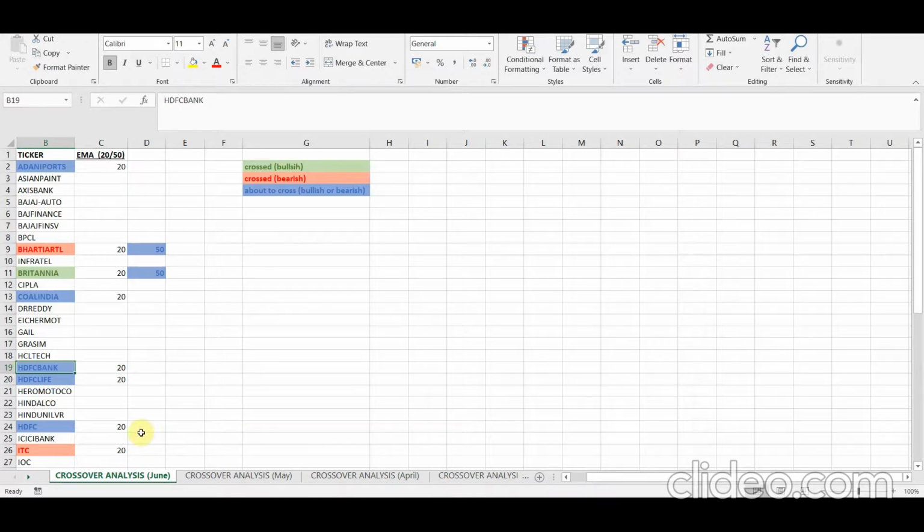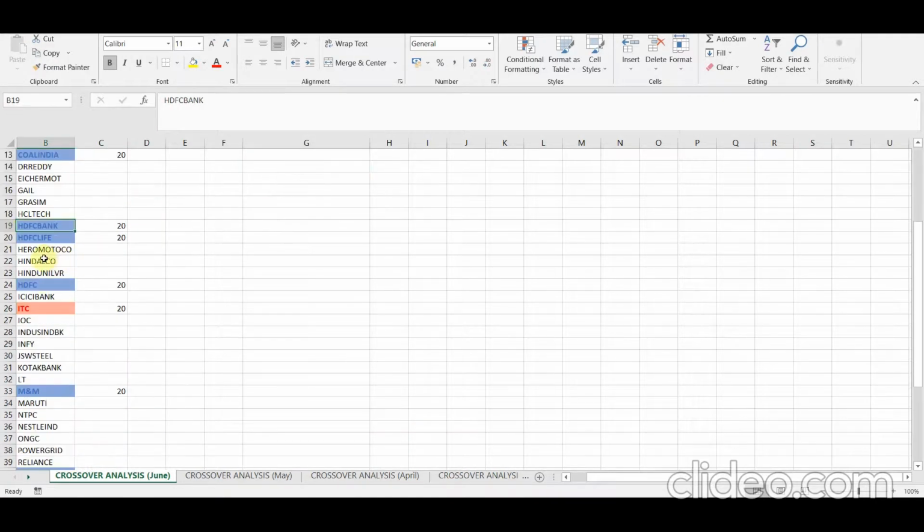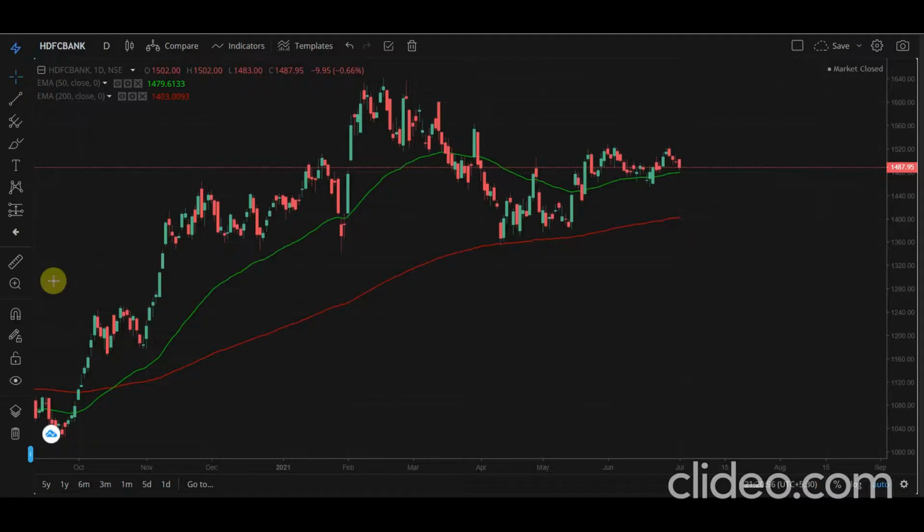So, to save time, I will just check the stocks which are not color coded, because those are the stocks which I won't be going into and checking, right? So I will just check out the pair of 50 and 200 EMA for the stocks which I have not color coded till now. And I will skip the stocks which I have already color coded. So I'll move on to Hero MotoCorp.